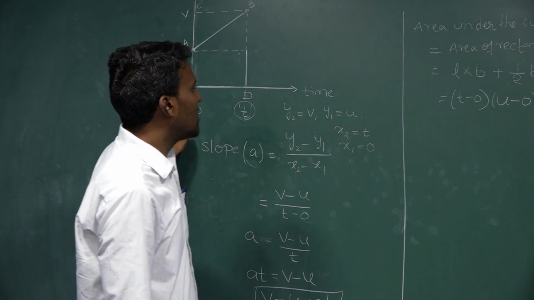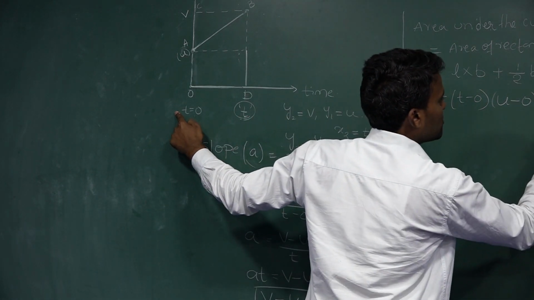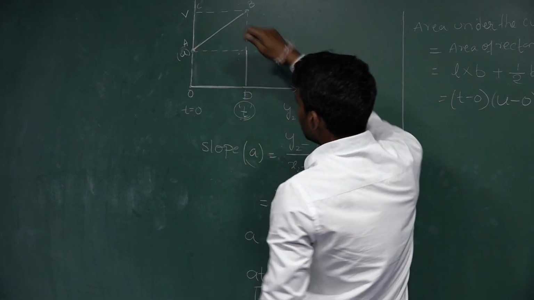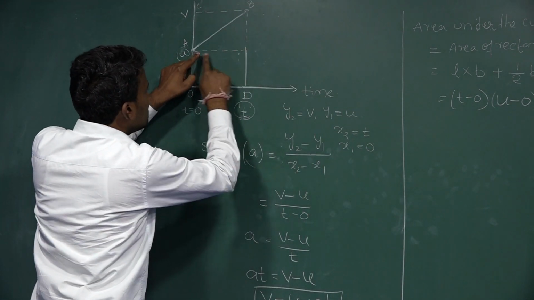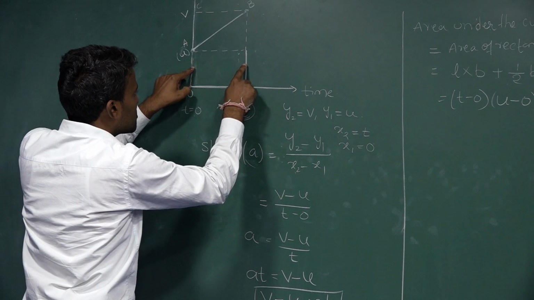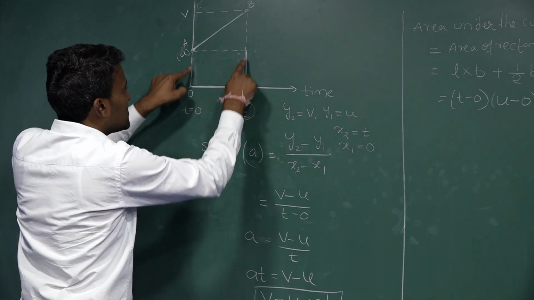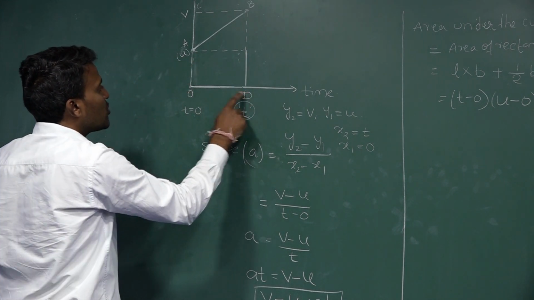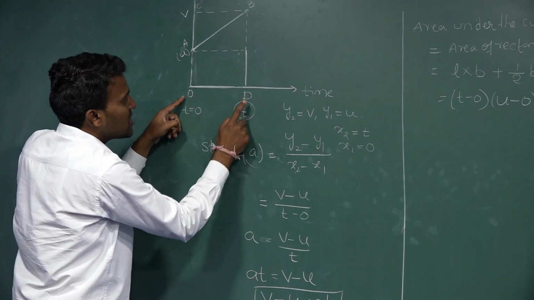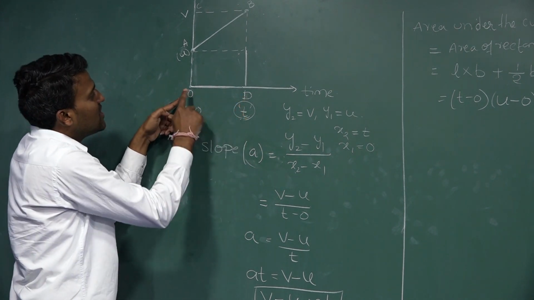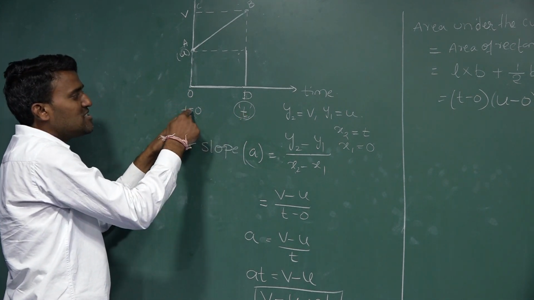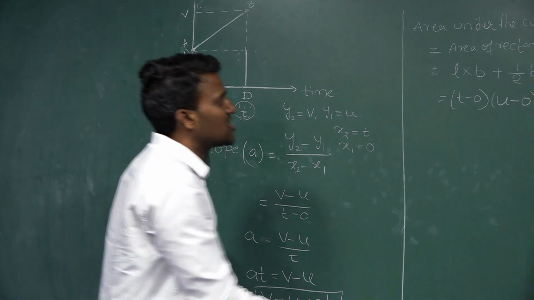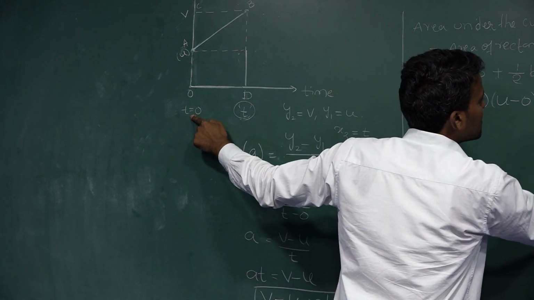Now I am writing half, 1 by 2. Base is the base of the triangle, this one, coming to the x-axis like this. D is the final position and O is the initial position. D is the time t, and O is time t equal to 0. Final position minus initial position: t minus 0.